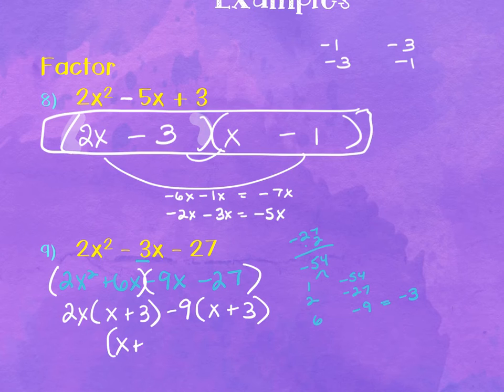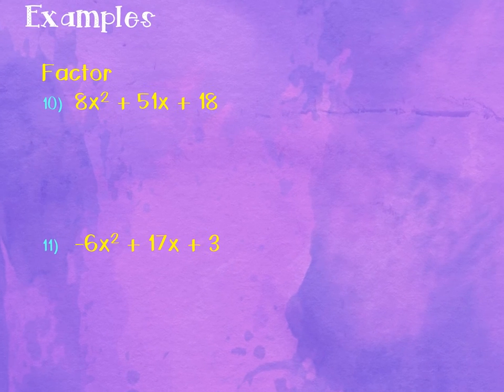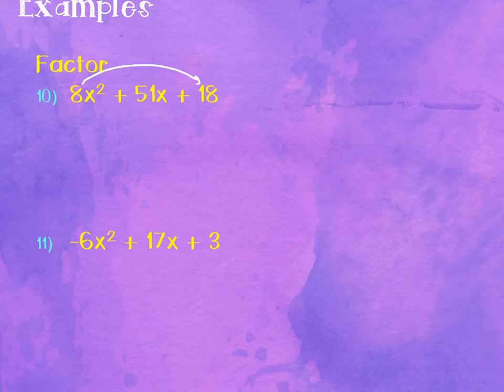And then what's inside the parentheses gets grouped together, and what's left goes together. Just bigger numbers. So 8x squared plus 51x plus 18. We're going to go through the second method, the first and last. So 8 times 18 is 144.